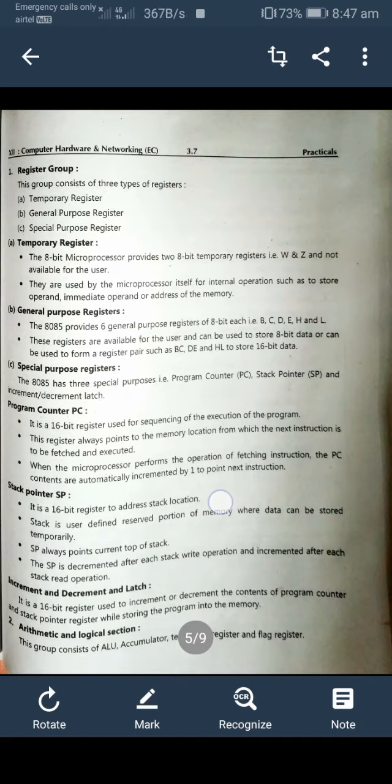Increment and decrement latch. It is a 16-bit register used to increment or decrement the content of the program counter and stack pointer register while storing the program into the memory. Arithmetic and logical section. This group consists of the ALU, arithmetic logic unit, accumulator, temporary register and flag register.